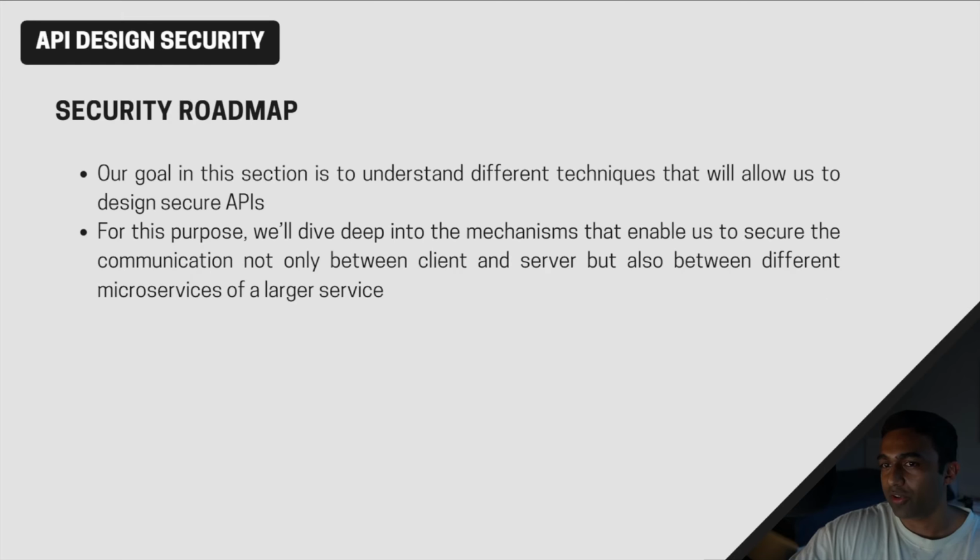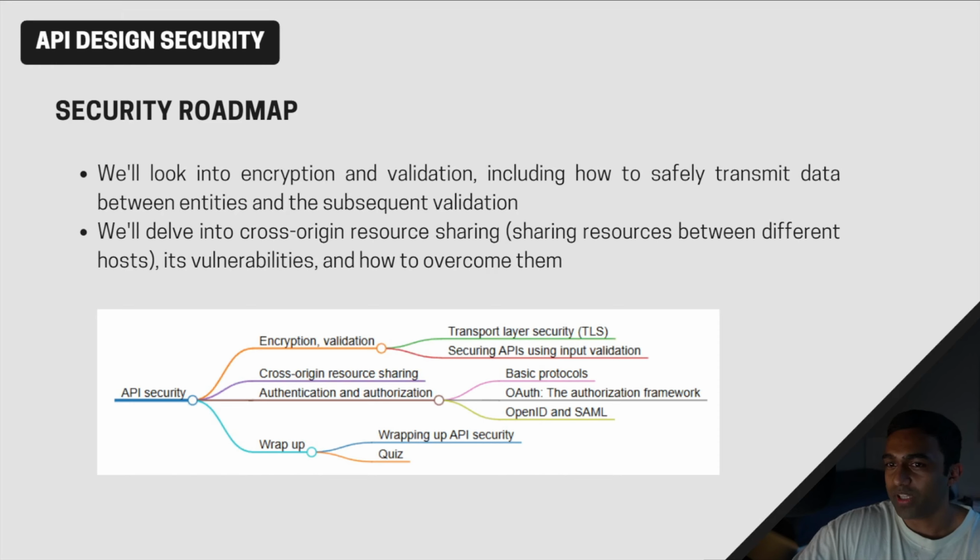So let's talk about our security roadmap for this section. Our goal in this section is to understand different techniques that will allow us to design secure APIs. For this purpose, we'll dive deep into the mechanisms that enable us to secure the communication not only between the client and server, but also between the different microservices of a larger service. We'll look into encryption and validation first, including how to safely transmit data between entities and the subsequent validation. We'll delve into cross-origin resource sharing, which is sharing resources between different hosts, its vulnerabilities, and how to overcome them.